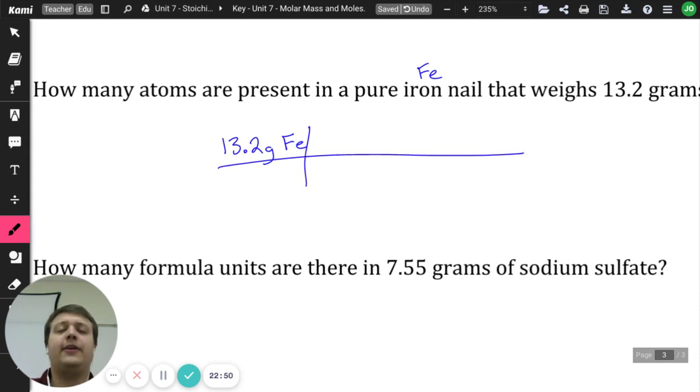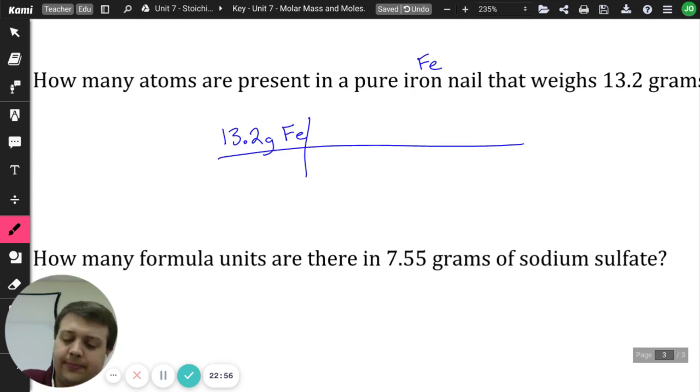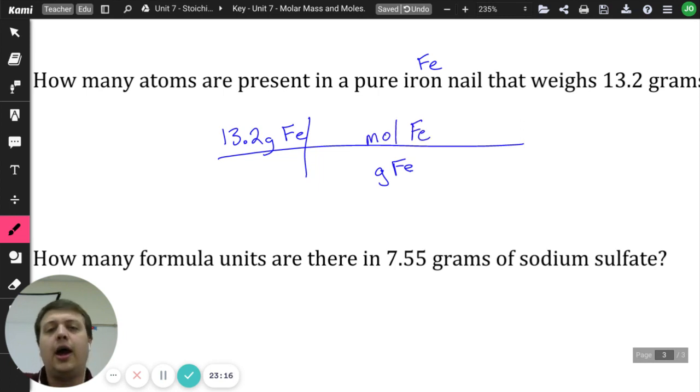And I ask myself, is grams of iron what I'm looking for? No. If no, we drop it low. Now, here's where I remind you, when in doubt, moles it out, right? So right now, we're trying to get from grams into atoms. Well, we don't know of a conversion for that. And so since we don't know of a conversion, we need to go to moles first. So moles it out. So we go in from grams into moles of iron.